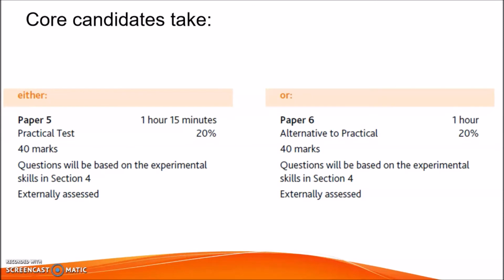The last one is practical paper. So basically, all students have to take either paper 5 or paper 6. So paper 5 is actually practical test, and it is 1 hour 15 minutes, give you 40 marks and 20% out of 100%. But in our case, we're going to do paper 6, which is alternative to practical, and it is not hands-on. It is a written exam.